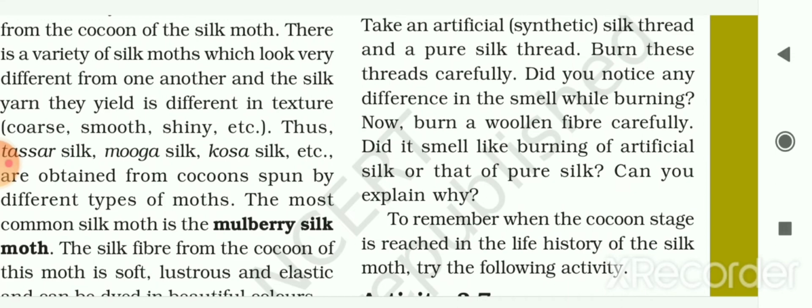So after doing this activity, you will find that the smell of burning of thread of pure silk and wool is like the smell of burning of hair, while the burning of artificial silk thread smells similar to the burning of plastic. Why is this? Because this artificial silk is made from chemical substances.